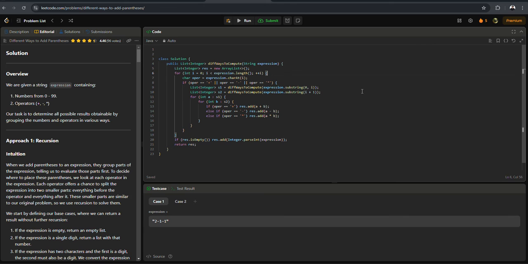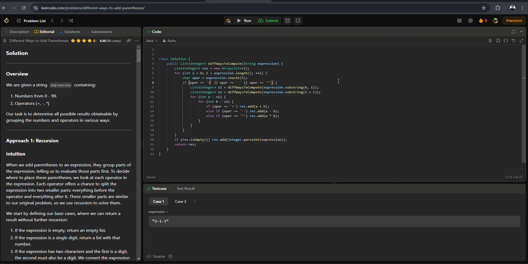First of all, we have to declare a list of type integer, because we have to store our result in the array list. Then we simply iterate over the expression character by character.